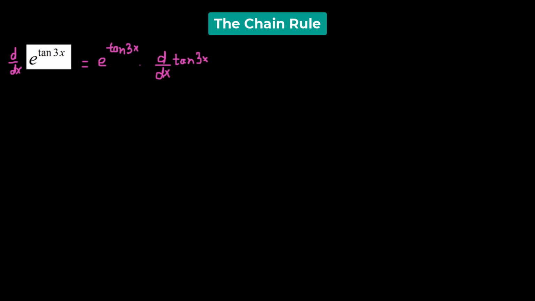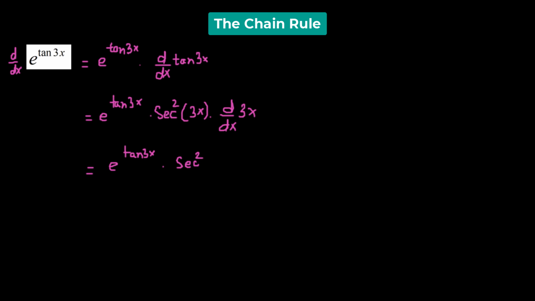Now we're going to assume that 3x is equal to x, so that means we have to find the derivative of tangent of x, which gives us secant squared x. So x here is 3x, but it's an assumption, so we have to multiply it by the derivative of 3x. That gives us e raised to the power tangent of 3x times secant squared 3x. The derivative of 3x is simply 3, so we multiply it to the final answer. So this is the derivative of e raised to the power of tangent of 3x.